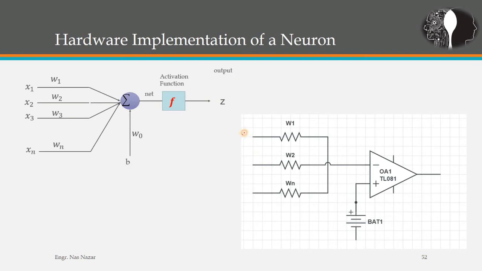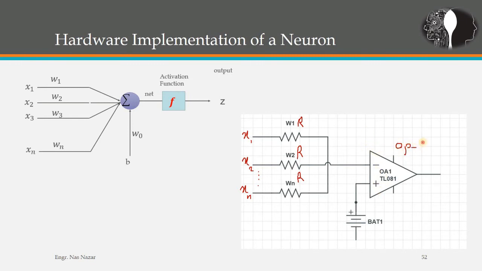Here we have our inputs. Let's call them x1, x2, and then through xn. Each of them has a specific weight. We are showing the weight with a resistor. These are our resistors, W1, W2, or R1, R2 to Rn. And finally, we will just feed them to an op amp.